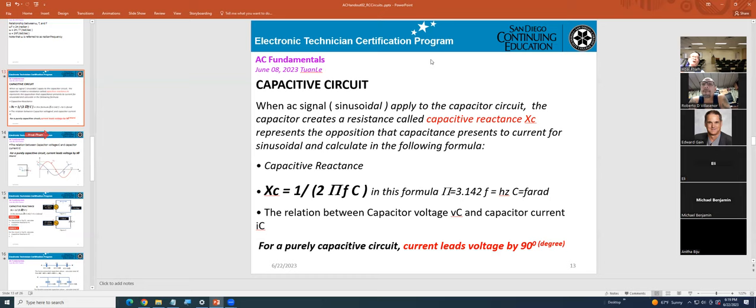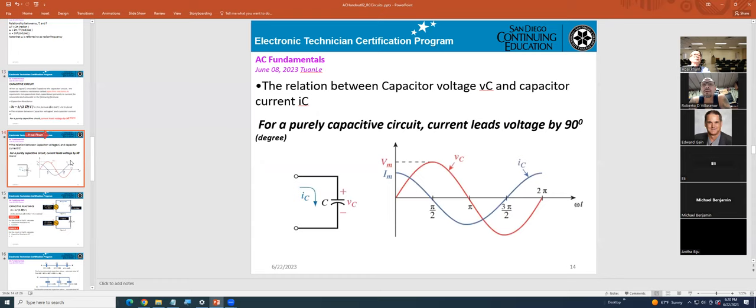Also, another thing you have to memorize for the capacitive circuit: the current on the capacitor leads the voltage by 90 degrees. Now we see the relation between capacitor voltage VC and capacitor current IC. This is the amplitude here. The red one is displayed for the capacitor voltage, VC, and the blue one represents the current IC.